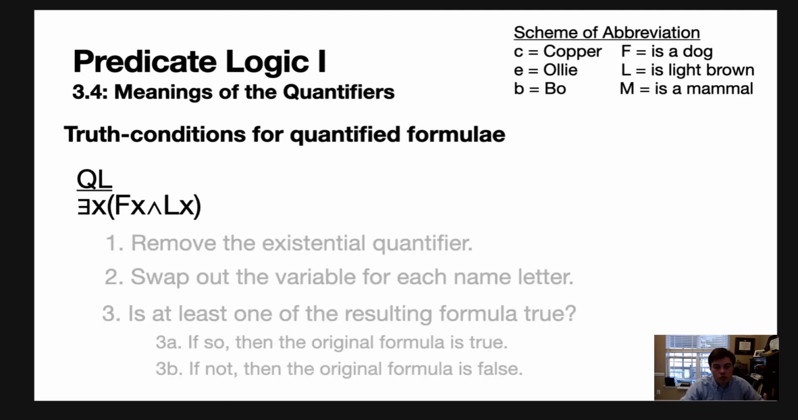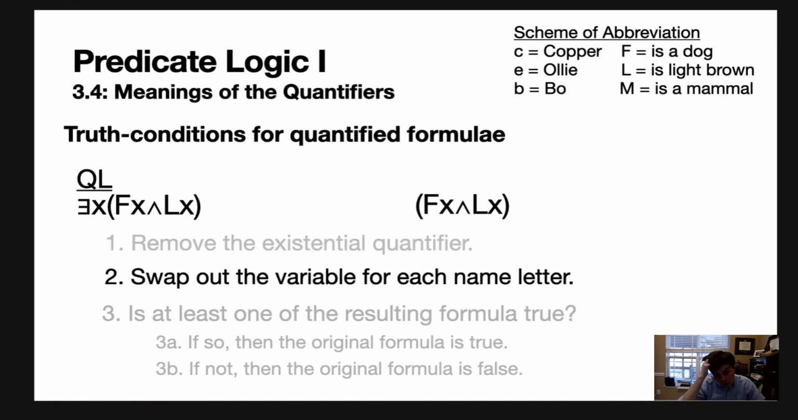How do we test for the truth conditions of an existentially quantified formula like this one? Well, similar to the procedure we use for a universally quantified formula, we start by removing the existential quantifier. We're just left with these unbound variables that are conjoined with their predicates.